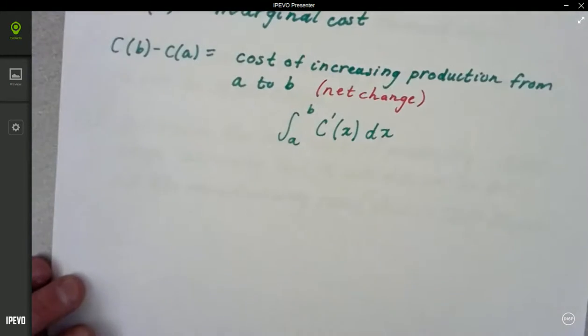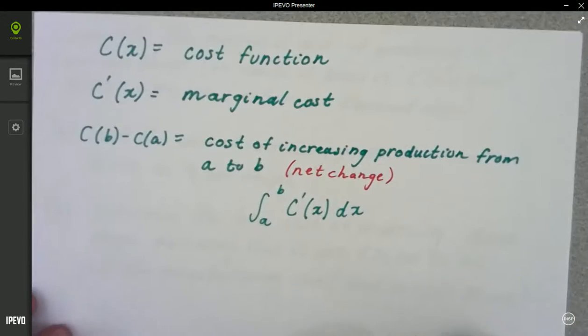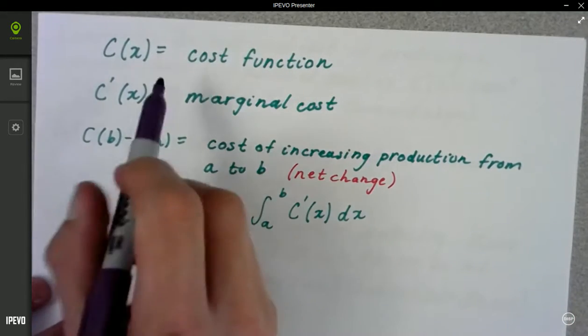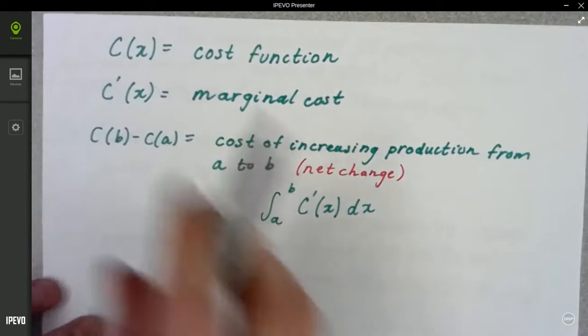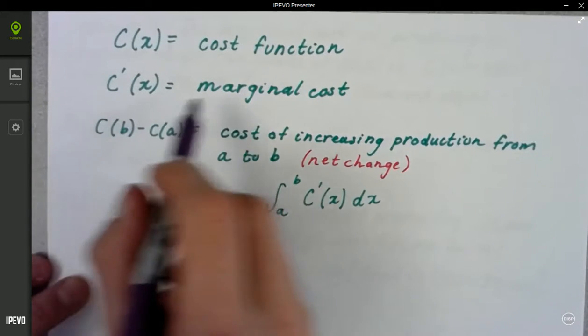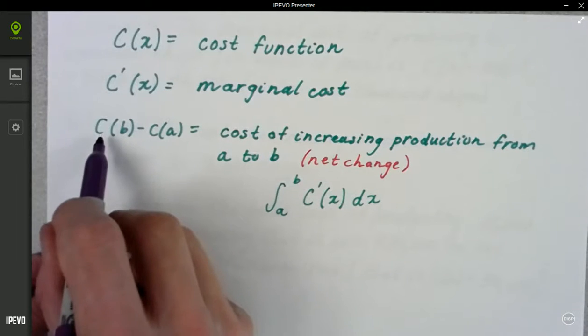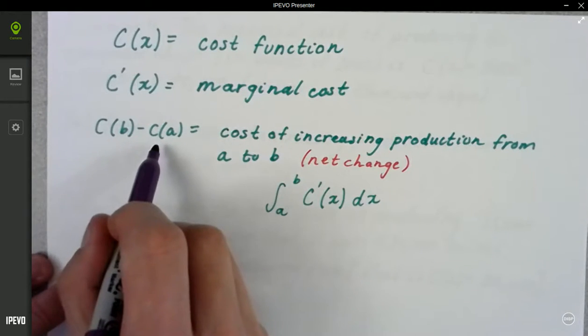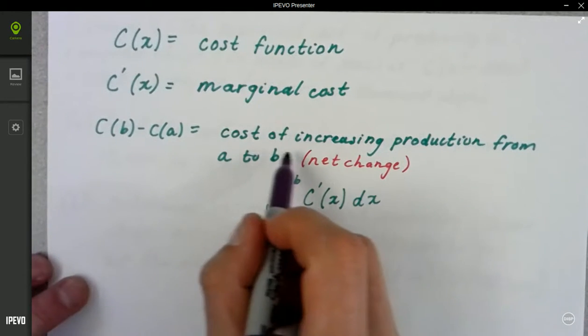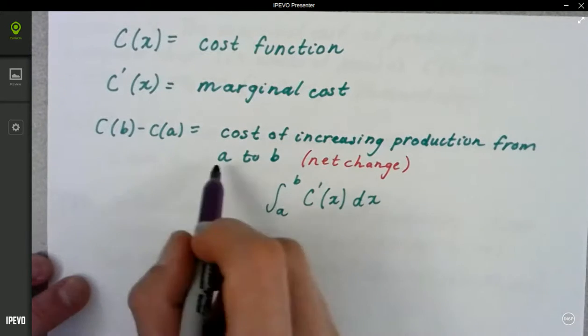Okay, so let's go ahead and look at the setup of this. The cost function we're going to be calling C of x. C prime of x is going to be what's called the marginal cost. And C of B minus C of A is going to be the net change. It's the cost of increasing production from A to B.